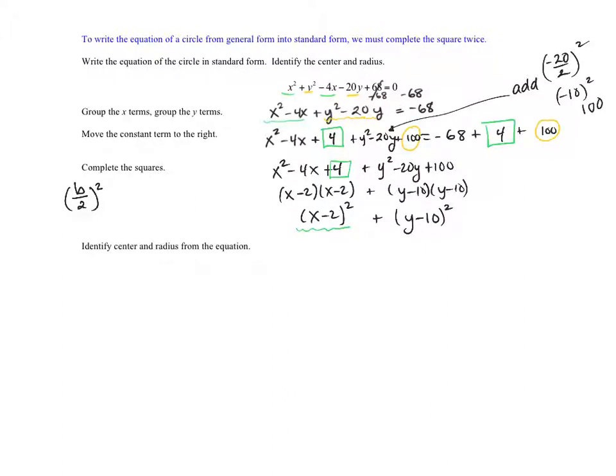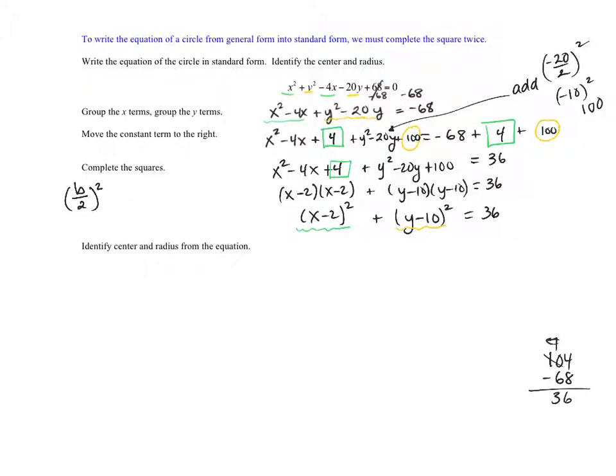All right, so that's the y component of my equation, and then I just go in and clean up the right side. Let's see, negative 68 plus 4 plus 100. So if I had 104 minus 68, that's 36. Okay, so this whole right side simplifies down to 36.